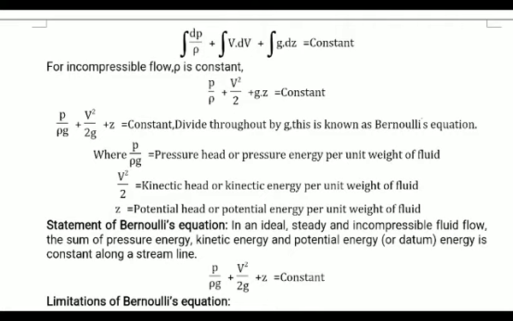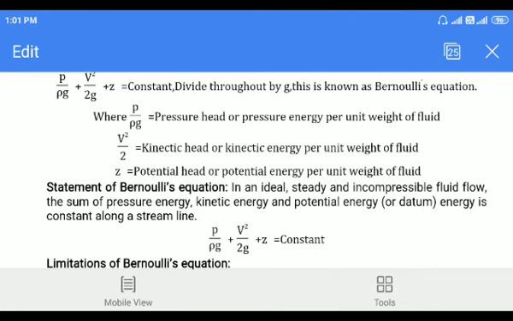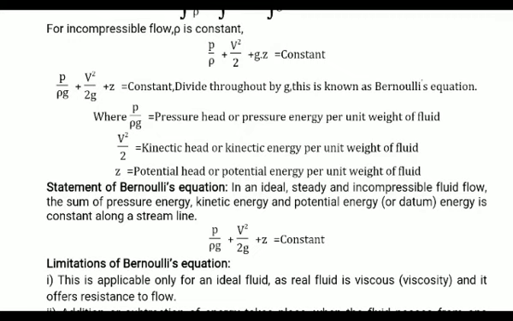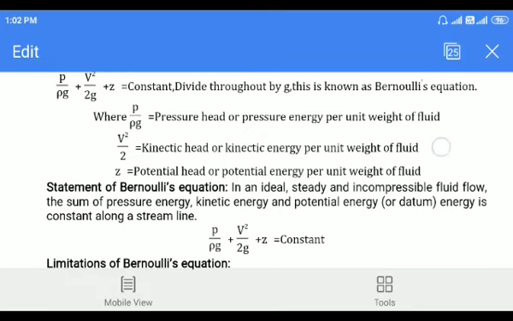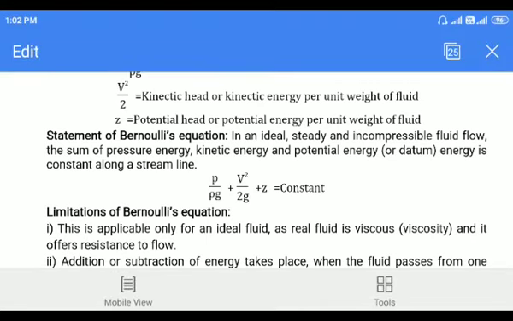Here p over rho g is the pressure head or pressure energy per unit weight of the fluid. Similarly, v square over 2g is the kinetic head or kinetic energy per unit weight of the fluid, and z is known as the potential head or potential energy per unit weight of the fluid.